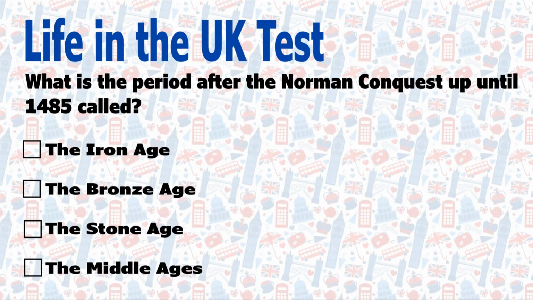What is the period after the Norman conquest up until 1485 called? The Iron Age. The Bronze Age. The Stone Age. The Middle Ages. The Middle Ages. The period after the Norman conquest up until about 1485 is called the Middle Ages or the medieval period. It was a time of almost constant war.